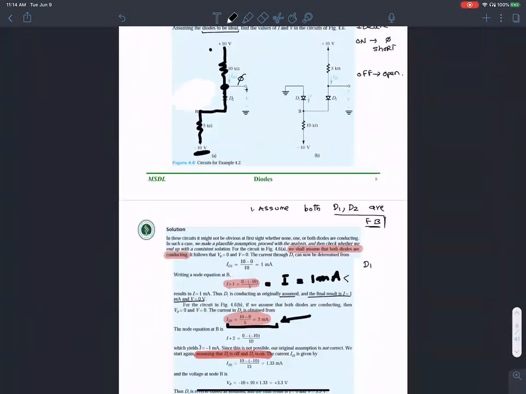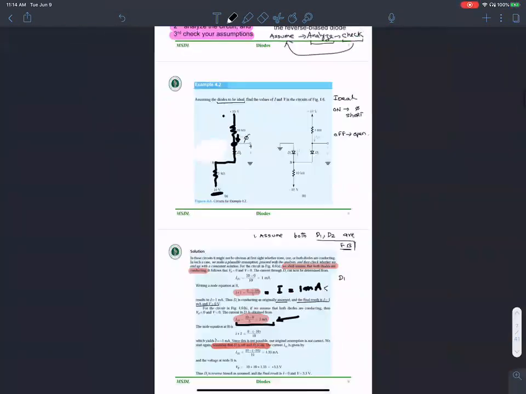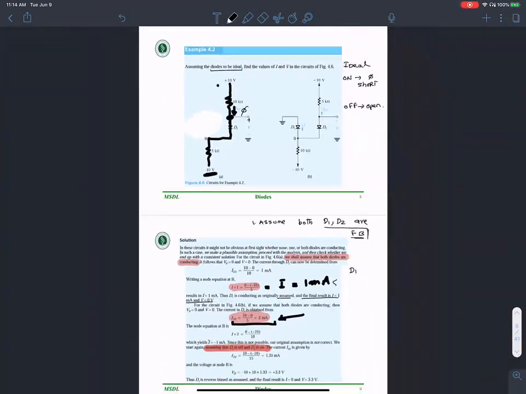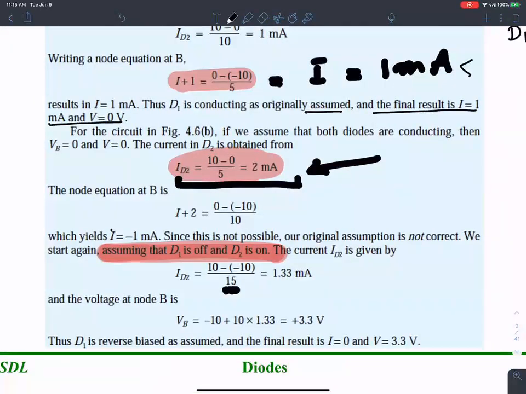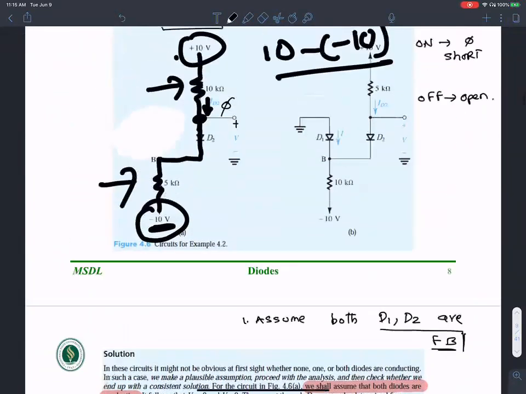ID2, which is the current here, is the voltage applied on the very top, plus 10, minus the voltage applied on the very bottom, minus 10, divided by the total resistance, 10K plus 5K, which is 15K. So it gives me a value of ID2 equals 1.33 milliamperes. Once I get the value of ID2 to be 1.33 milliamperes, I can get a value for IB.